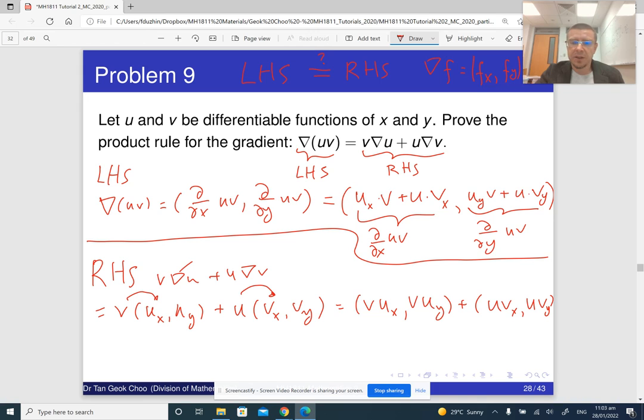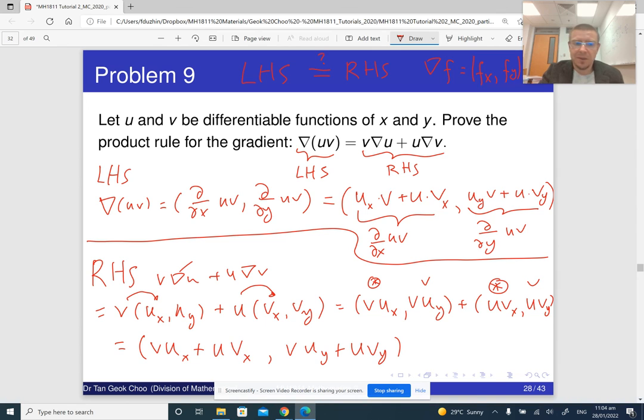So now we have two vectors. When we add two vectors together, we add the first entries together, and then we add the second entries together, right? So the first entry is going to be v u_x plus u v_x. And the second entry is going to be v u_y plus u v_y.